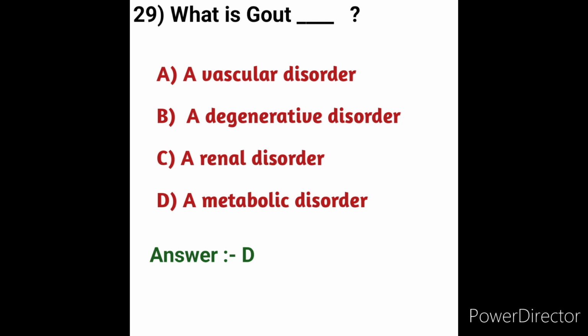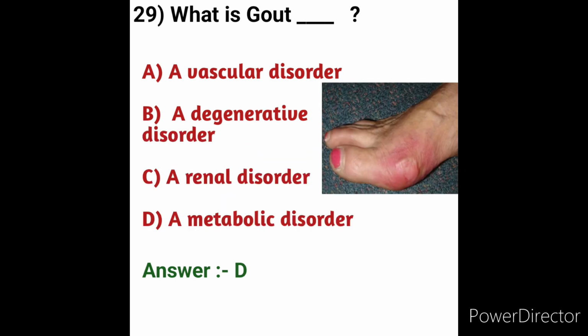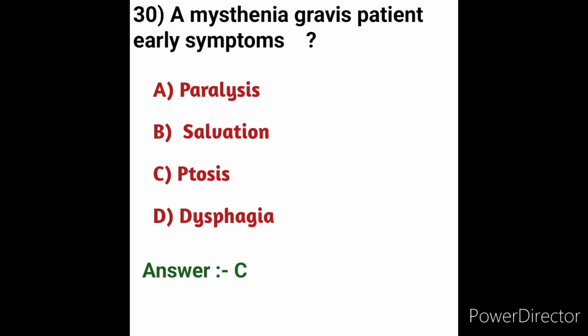It is most often seen in the big toe. So what does gout mean? It is a metabolic disorder, option D, the correct answer. Here in this picture we can see the redness and swelling around the toe. Next we move on to question number 30. The 30th question is the last question in this part 1 video. What are the early symptoms of myasthenia gravis patients?